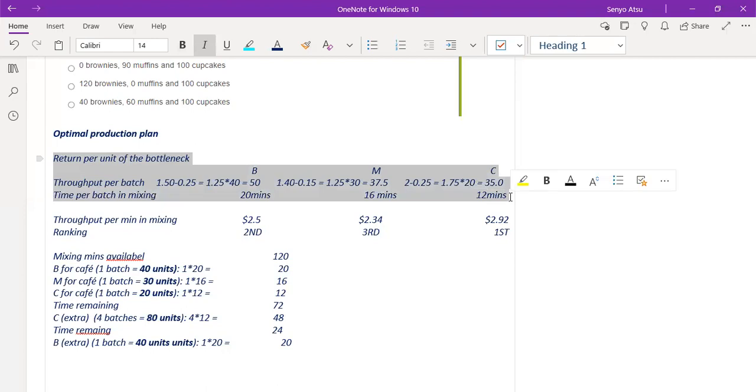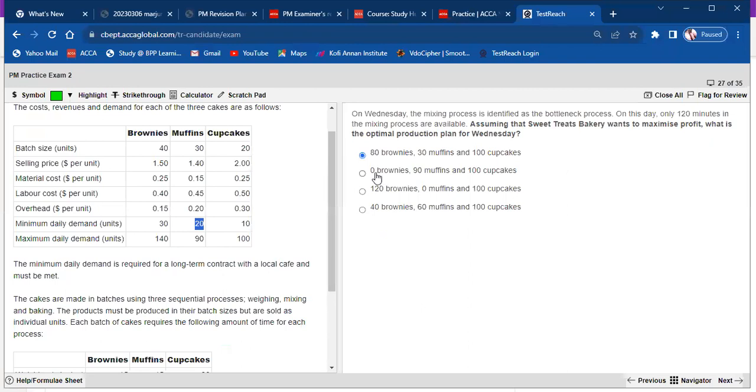The minimum for the cafe must be met. So no matter what, you have to produce something of everything. So the answer that says I should make 0 brownies, I'll eliminate it. It doesn't make sense. Produce 0 muffins. It doesn't make sense. So already from the word go, I'll eliminate answers B and C. If I eliminate B and C and I don't even have time, it's easier for me to get it correct if I'm left to choose between A and D.